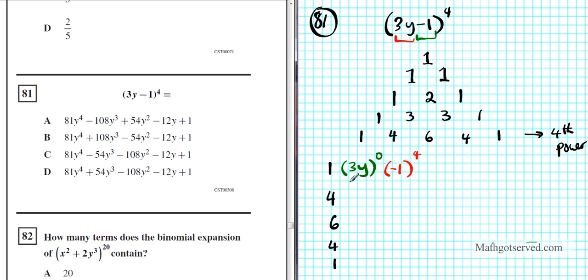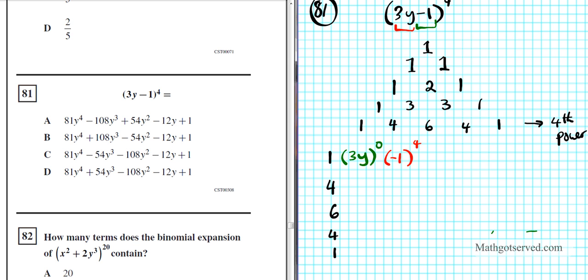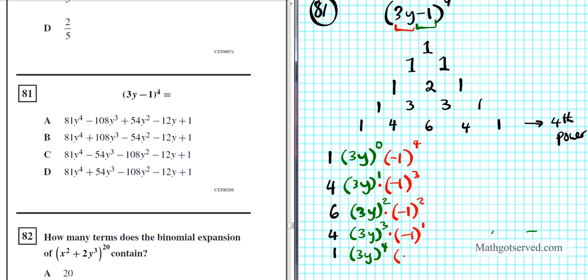So now we're going to have a power switch taking place here. The next one is going to be 3y going up. We have 3y to the first, and then 3y to the second, and then 3y to the third, and then times 3y to the fourth. Okay, so this one goes from nothing to everything. And then guess what happens with the negative 1? It goes from everything down to nothing. So it's going to be times negative 1 to the third. And then this one will be times negative 1 to the second. It's going down. And this will be times negative 1 to the first. And then this will be times negative 1 to the 0.